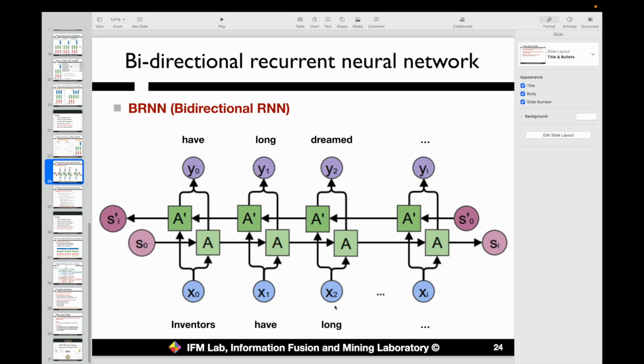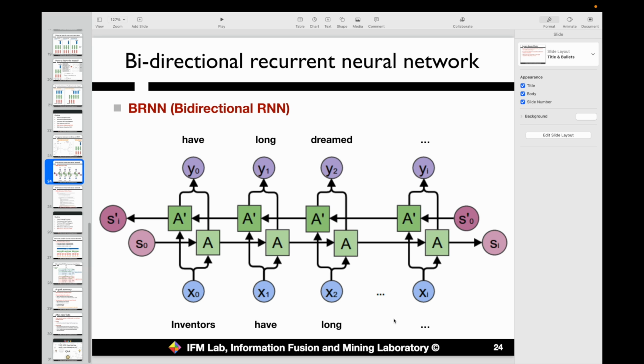Probably we can take this one as an example. Now for the word "known", when we learn the embedding vector for the A neuron, we can capture all the information before it, like "inventors have known", right? And when we learn the embedding vector for the A prime neuron, we can capture all the information after "known" as input for learning the embedding vectors. So by integrating them together, we can infer the output, right? It will capture both the information ahead of it as well as after it, right? So this is a way we can extend the recurrent neural nets to capture the information from the context both before and after the current words.